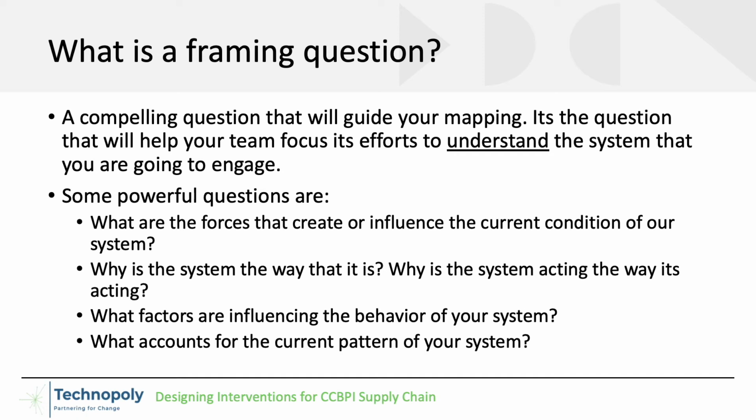What are the forces that create or influence the situation that the system is having, or the condition or the behavior that the system is having? Why is the system the way it is? Why is the system acting the way it's acting? What factors are influencing the behavior of the system? Or what accounts for the current pattern of your system? These open-ended and somewhat generic, vague questions are supposed to entice and engage your team to put in their views on what the system is made of.